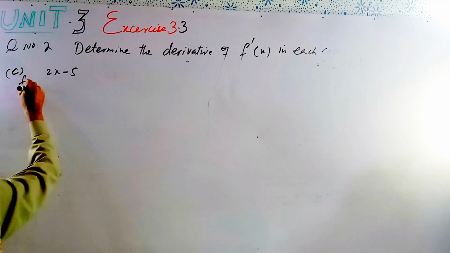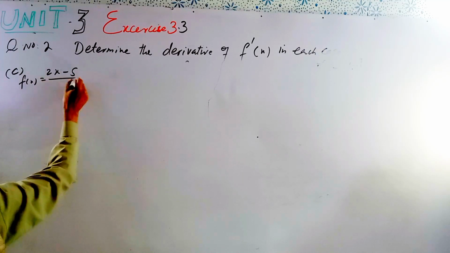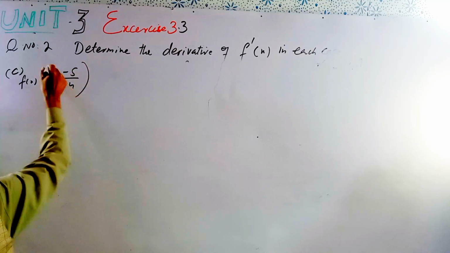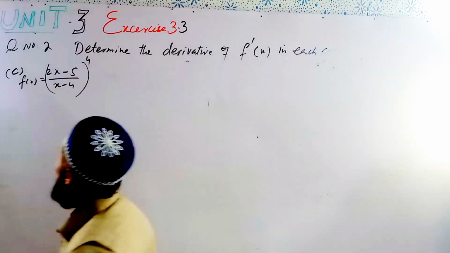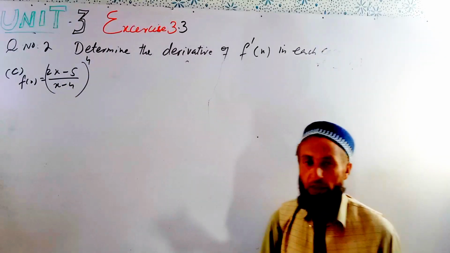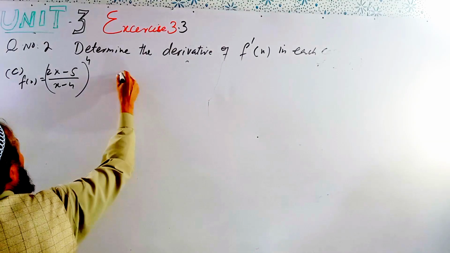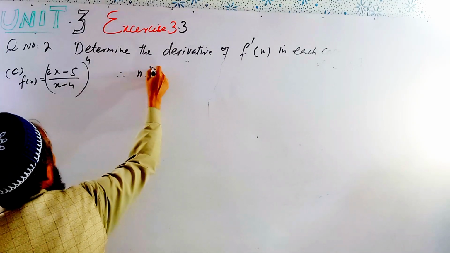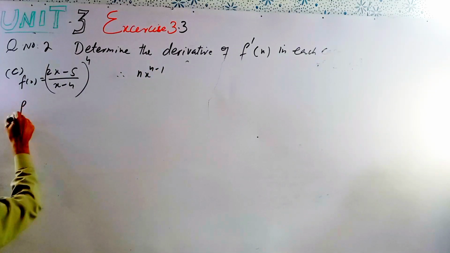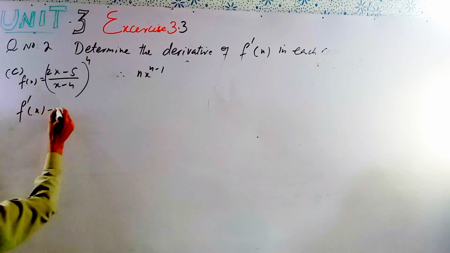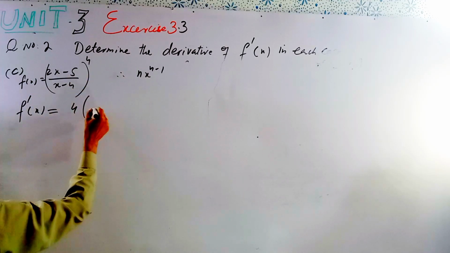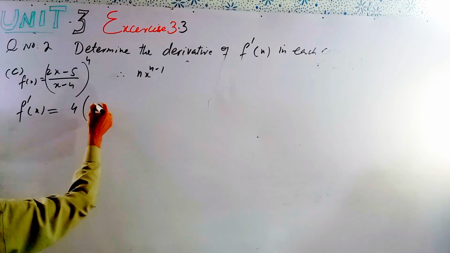f(x) is equal to ((2x − 4) divided by (x − 4)) whole power 4. So we are using first the exponent rule, regarding the power rule. We can use this power rule, n x^(n−1), differentiating both sides of this function. Here 4 is the power, the n value.